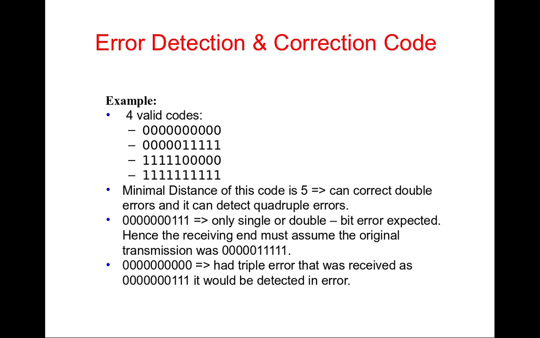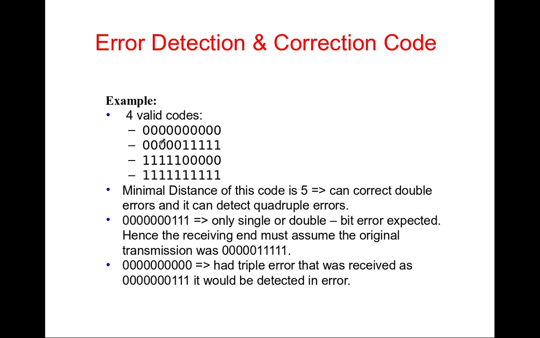Now we'll see this with one example. There are 4 valid combinations of the code words given here. It is in all 10 bits, where all zeros is the first valid code word, first 5 zeros and next 5 ones is the second valid code word, first 5 ones and the second 5 zeros is the third valid code word. Once again, all ones is the fourth valid code word.